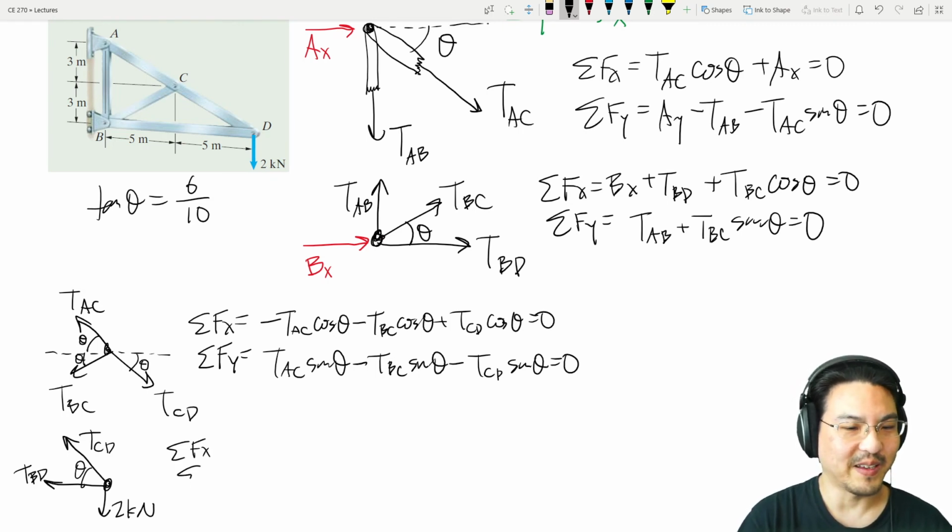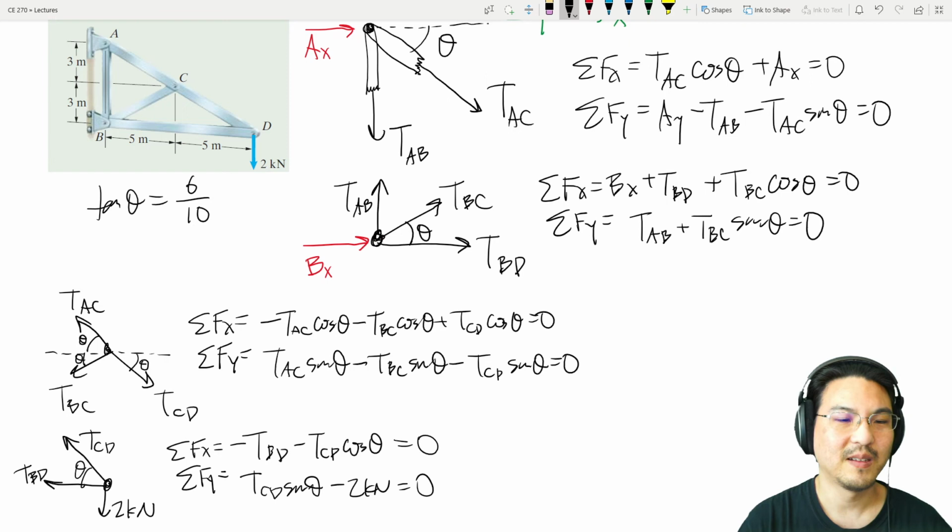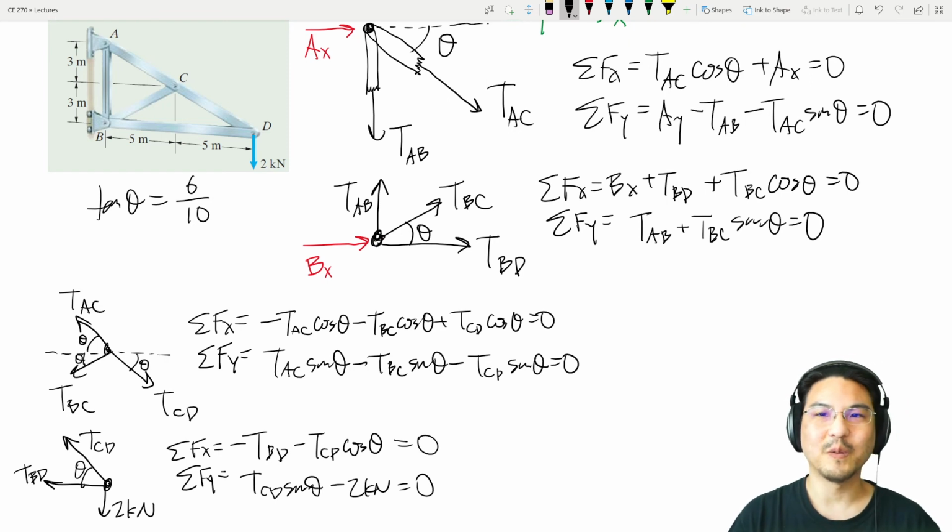And again, 2 equations, right? X direction: minus T_BD minus T_CD cosine. Y direction: T_CD sine minus the 2 kilonewton load. Okay, now we have 1, 2, 3, 4, 5, 6, 7, 8 equations. How many unknowns?